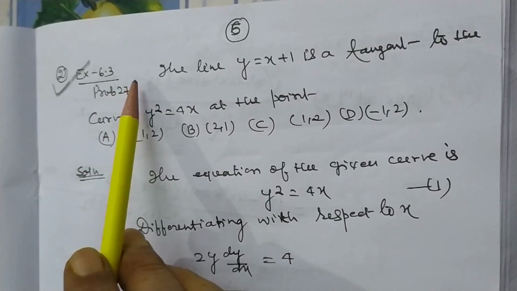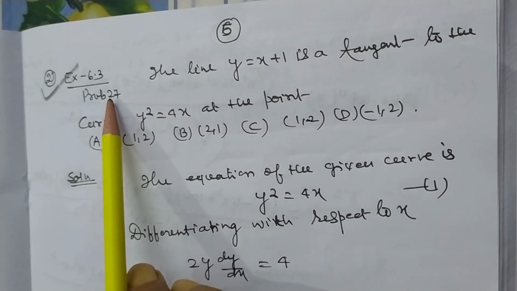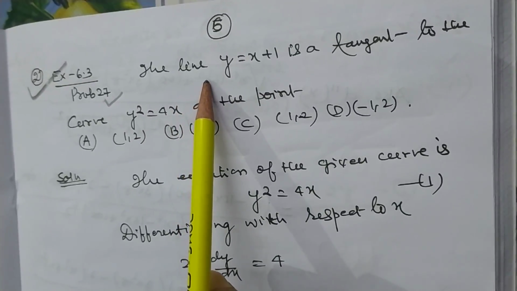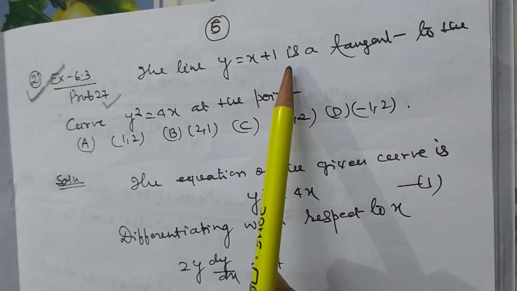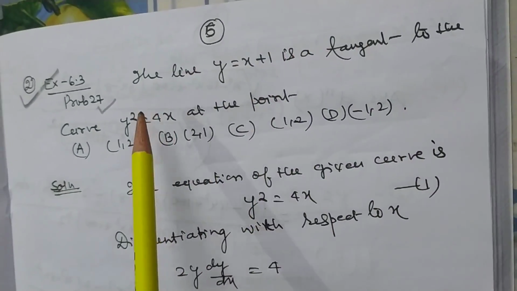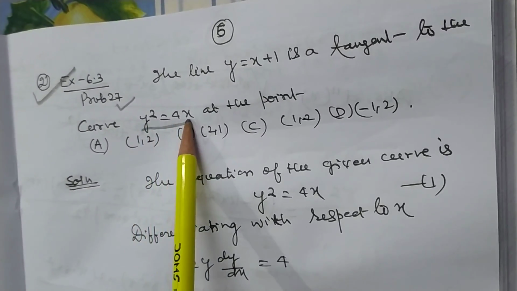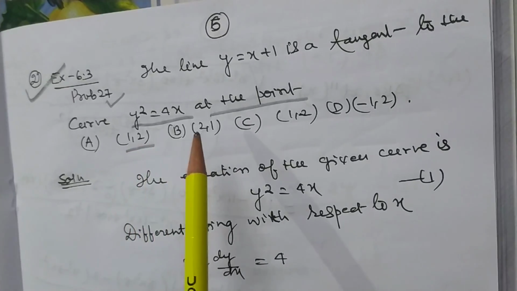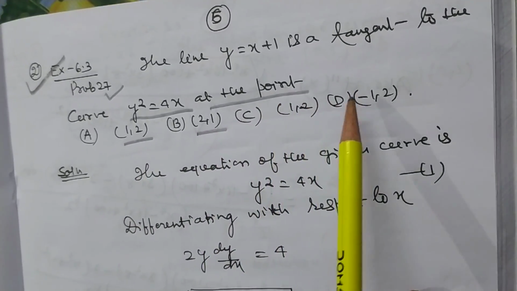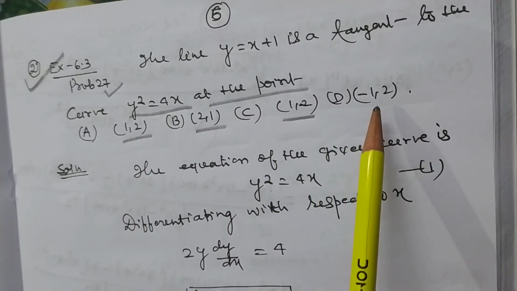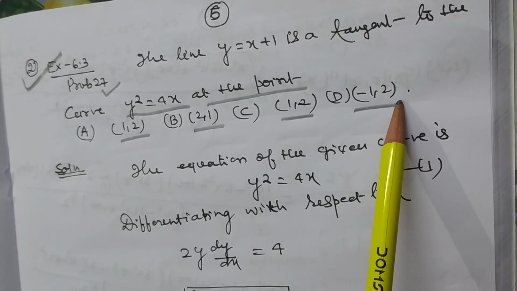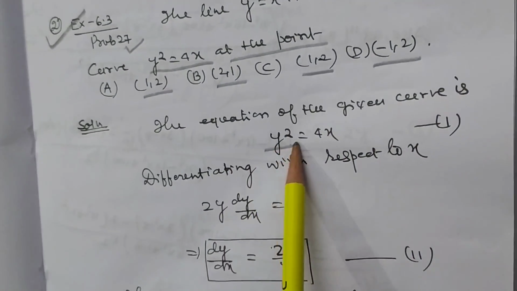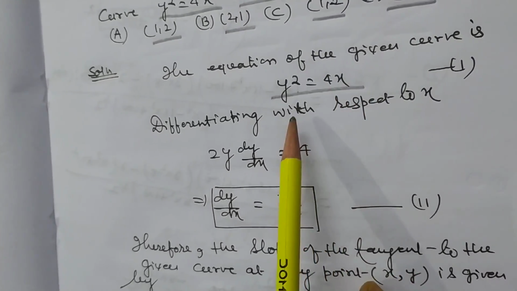Now see problem number 2. It is problem number 27 of exercise 6.3. My dear student, the line y is equal to x plus 1 is a tangent to the curve y square is equal to 4x at the point: A (1, 2), B (2, 1), C (1, minus 2), D (minus 1, 2). The equation of the given curve is y square is equal to 4x.